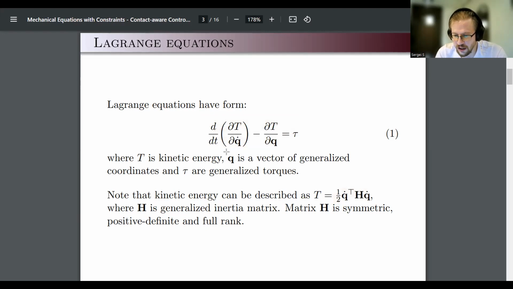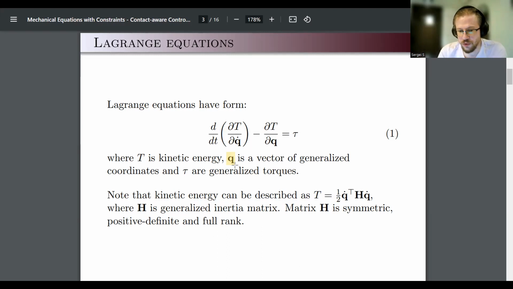Generalized coordinates, I would remind you, by definition, are a set of coordinates, minimal in terms of number, that describes uniquely the configuration of the system. A system can have various configurations. For example, if it is a two-link robot, the links can be oriented in various ways. And q is a minimal set of parameters that describe each admissible configuration.